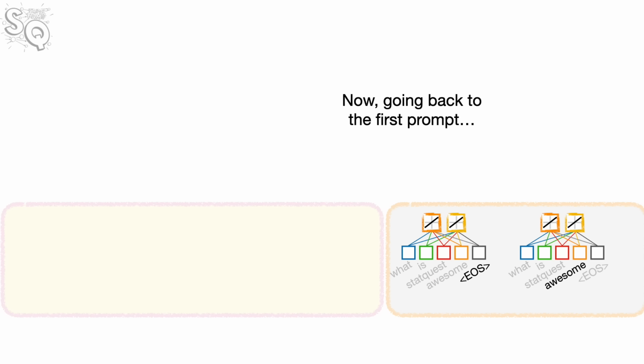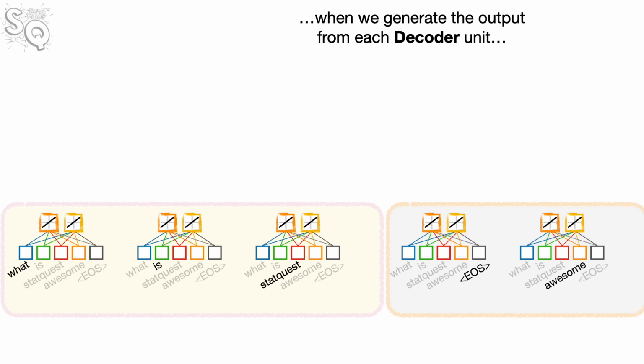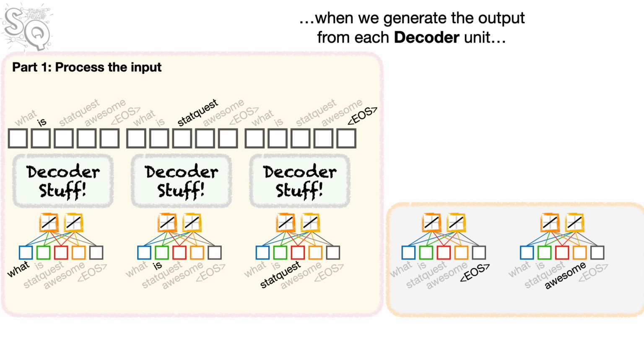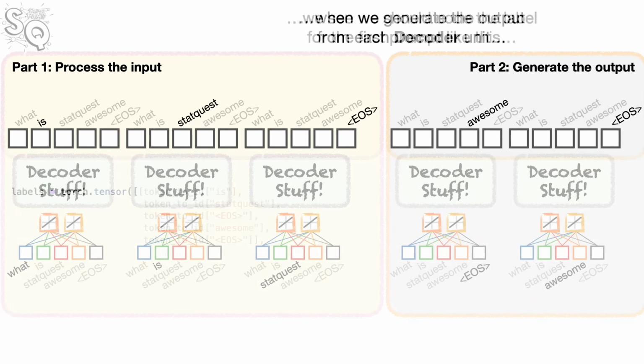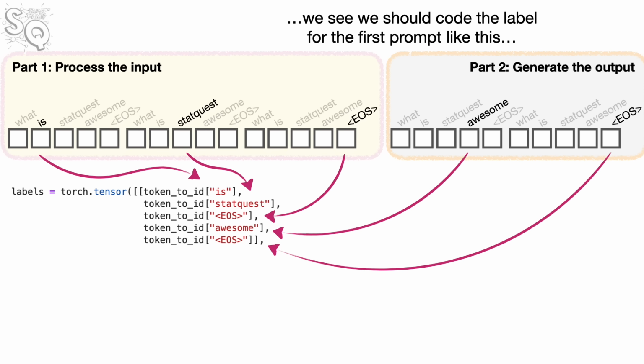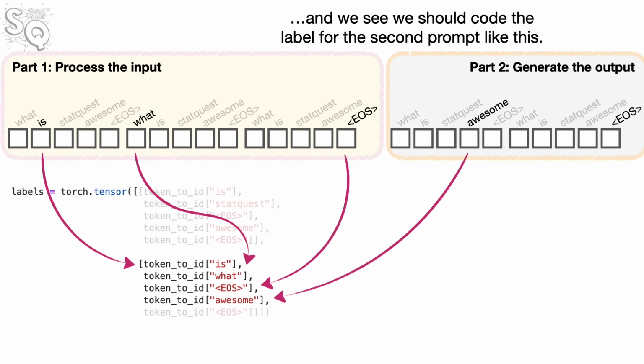Now, going back to the first prompt, what is StatQuest. When we generate the output from each decoder unit, is, StatQuest, EOS, awesome, EOS, we see we should code the label for the first prompt like this: is, StatQuest, EOS, awesome, EOS. And we see we should code the label for the second prompt like this: is, what, EOS, awesome, EOS.